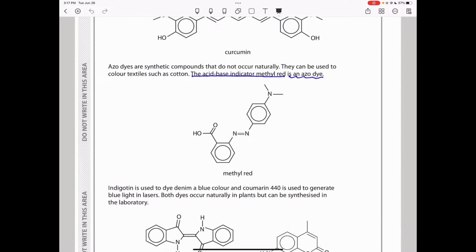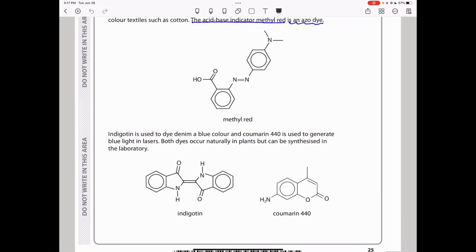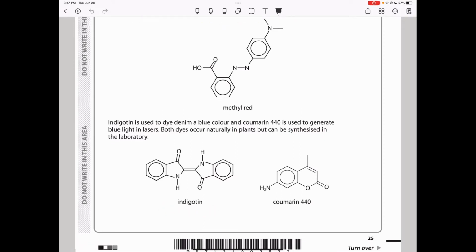So let's continue. They say indigo is used to dye denim, a blue color, and coumarin 540 is used to generate blue light in lasers. Both dyes occur naturally in plants but can be synthesized in the laboratory. So here we have the indigo and we have coumarin 540 as the structure. So you expect that they're going to ask you about benzene chemistry when it comes to these kind of structures. Let's continue to the next page.